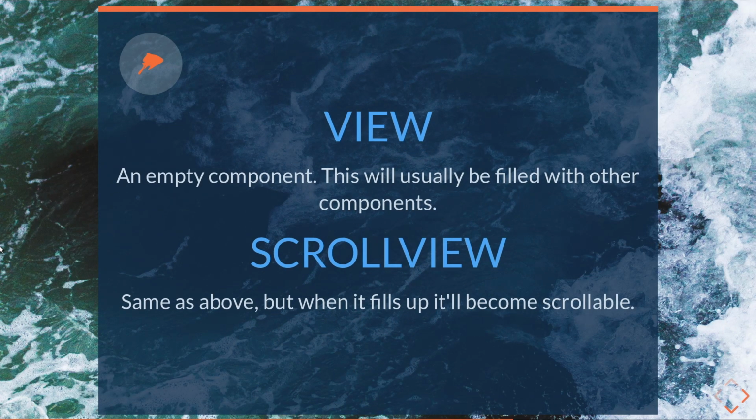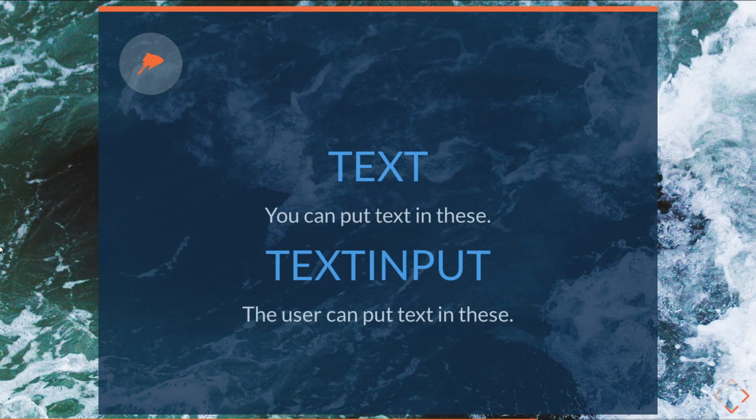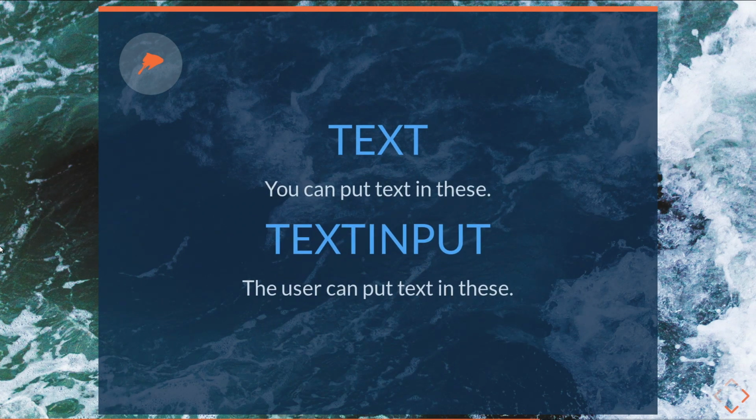Views, they're divs. They're places where you can put all of the components together in a box. A scroll view is the same thing as a view, except when it gets big enough and you put enough stuff in it, it will automatically add a little scroll bar to the side and you can scroll up like you intuitively would with any app. And then there's text, which is a text box. You can style that however you want.